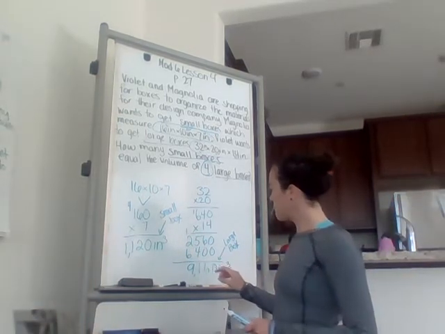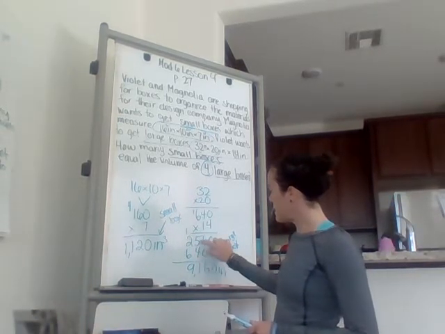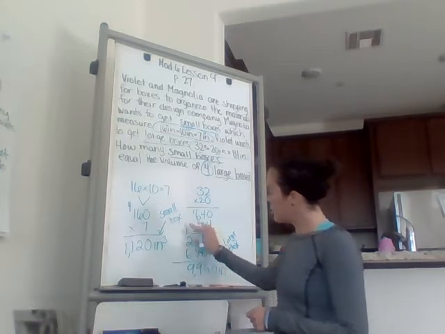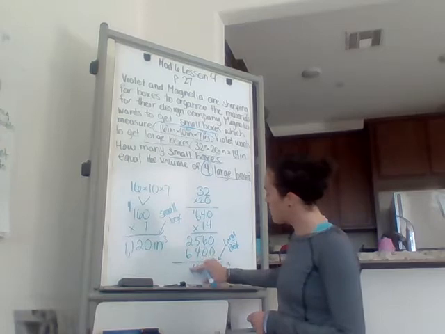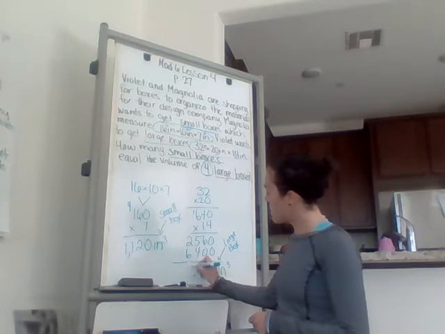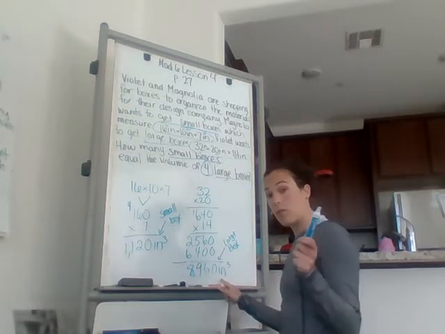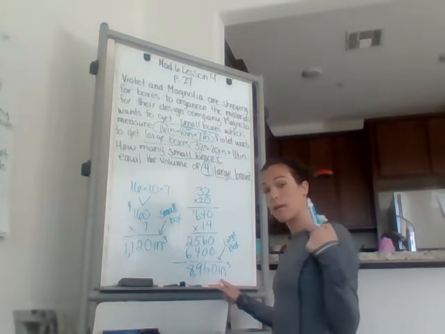Oh, I made a mistake. Oopsies. This, 5 plus 4 is 9. I was rushing. And 6 plus 2 is 8. That changes everything. I'm sorry about that, you guys. I was rushing. So this is 8,960. I hope that you guys noticed that mistake and were screaming at me.